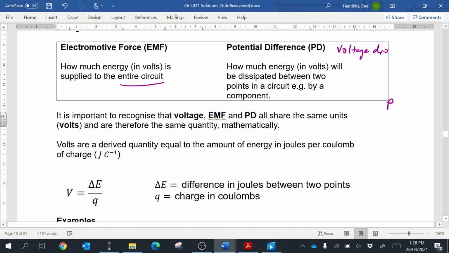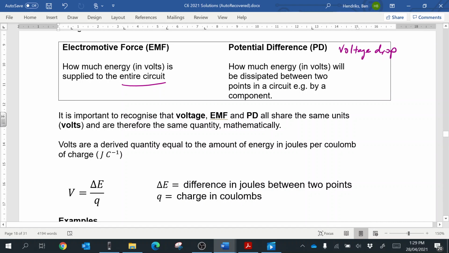It is important to recognize that voltage, electromotive force, and potential difference all share the same units. They are volts and are therefore the same quantity mathematically. Okay, so they all share volts.